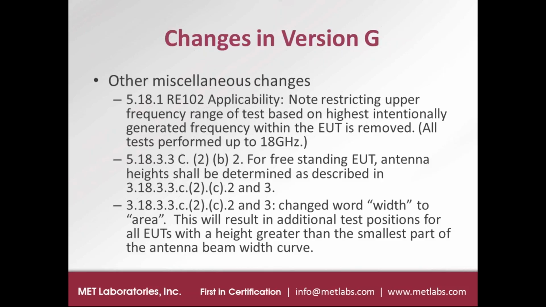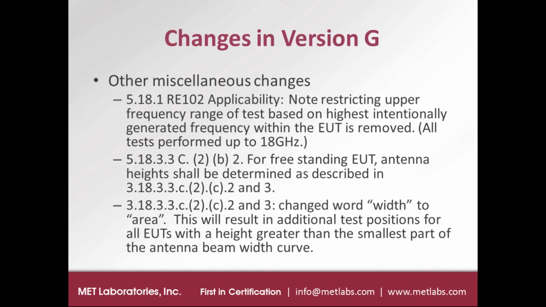when they describe antenna positions, they changed the word width to area of how you determine the requirement for how many antenna positions. And this change results in clarification and the absolute requirement now to test at multiple antenna heights, in addition to the multiple widths that were always accounted for whenever an EUT is taller than the single beam width of an antenna at any given frequency.